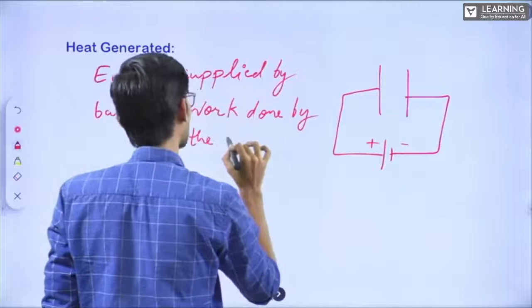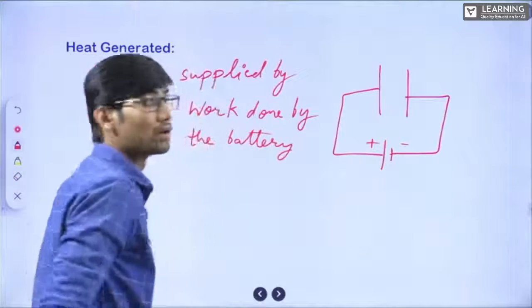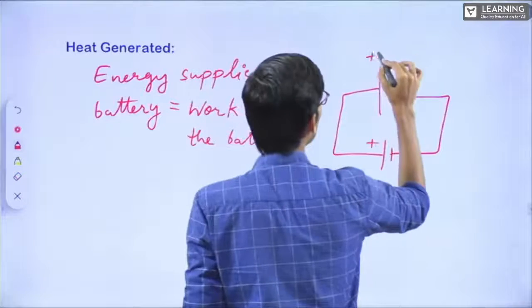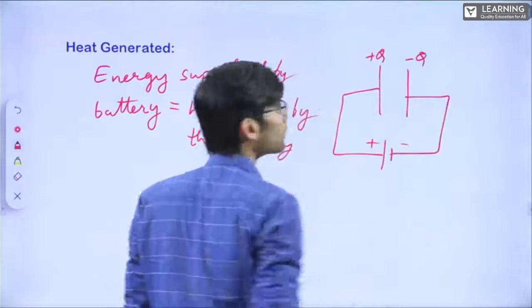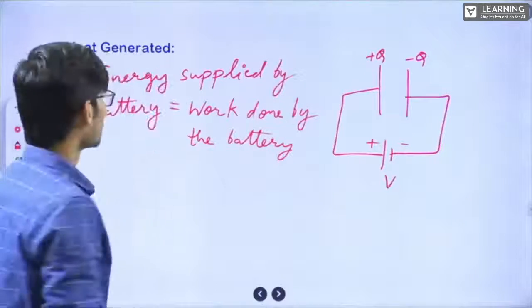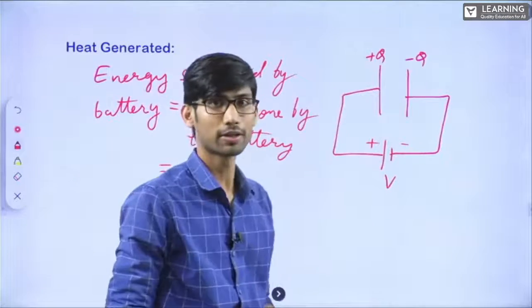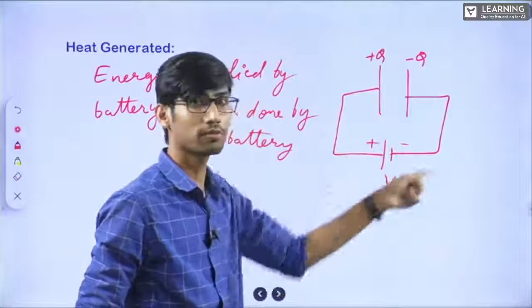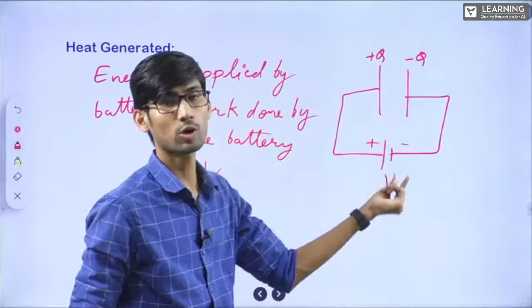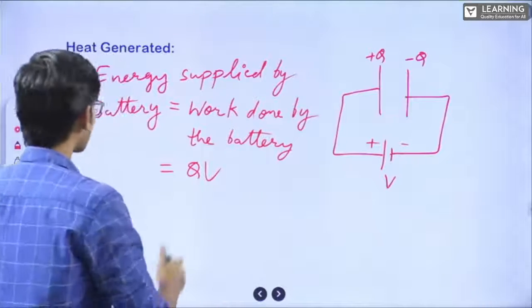How much is the work done by the battery? Suppose this plate finally has got plus Q charge and the potential difference is V, how much is the work done by the battery? Q into V. That means Q charge has flown through the battery, correct? Q charge has flown and potential difference is V. So how much work is done by the battery? Q into V. Right?